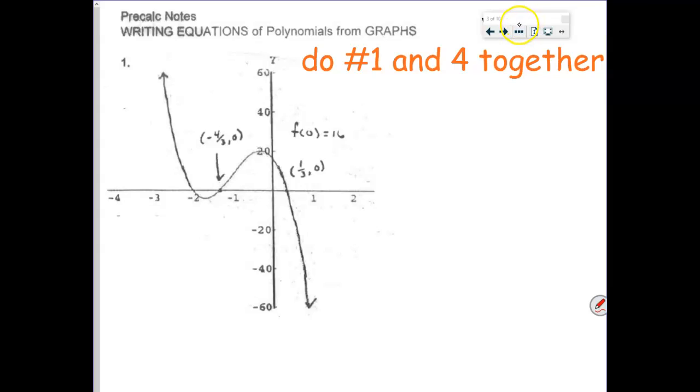This is an assignment for you. We're going to do numbers 1 and 4 together, and then you're going to do the rest of them on your own. And we're not going to spend a great deal of time trying to make them look pretty, and I'm okay with that.